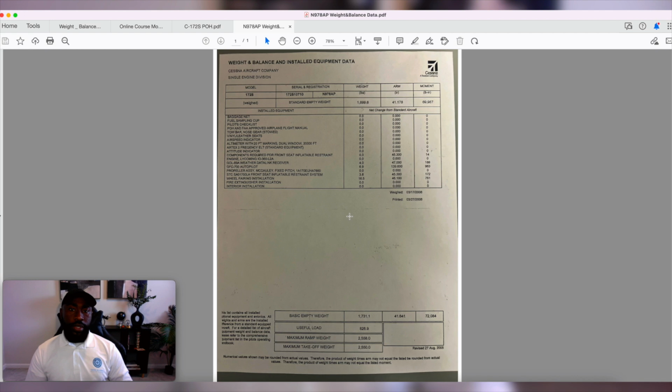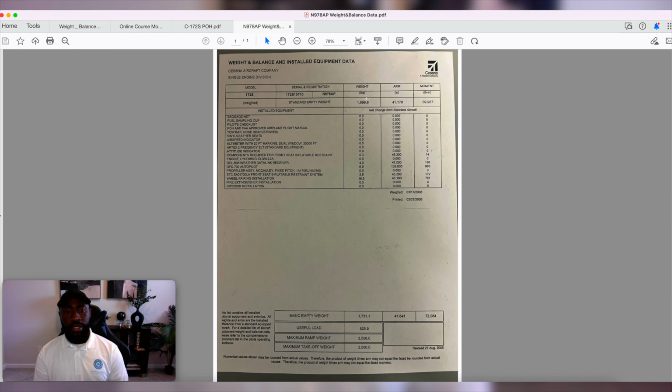If you go into the cockpit of an aircraft you're flying, usually at the back of the pilot's seat it has the weight and balance data, or it has the pilot's operating handbook and the weight and balance data inside. Your flight school should have this copy available for you. So how do we read this sheet? We'll go into a little more detail.